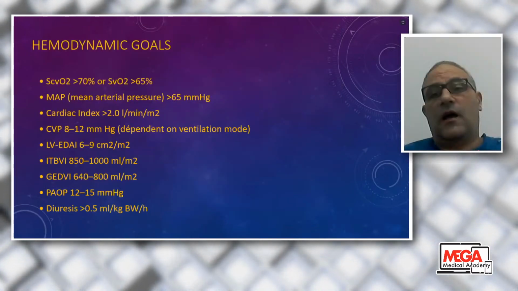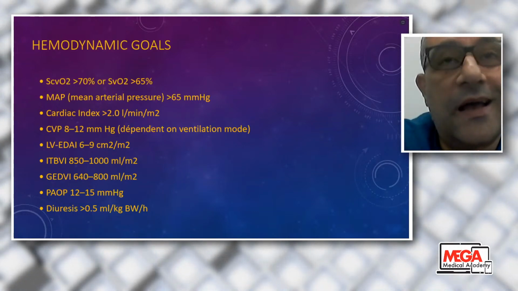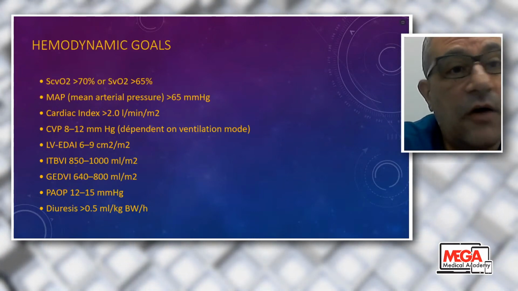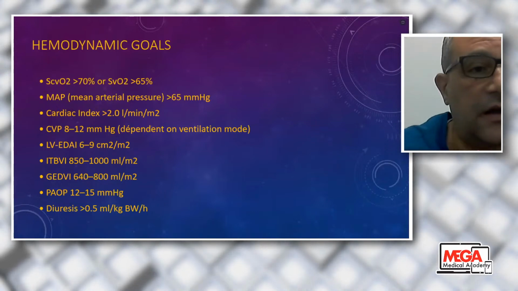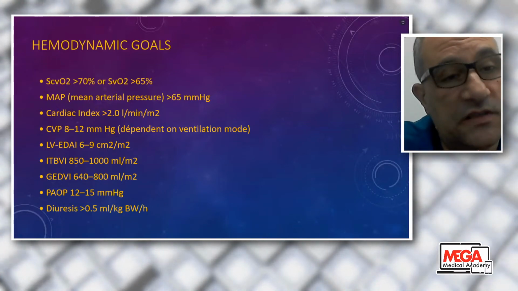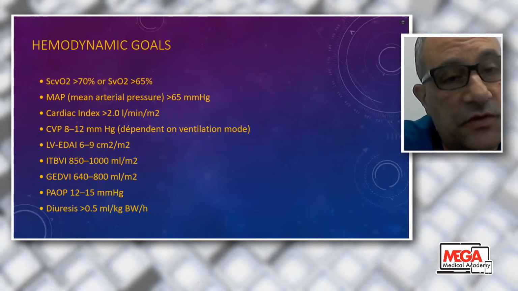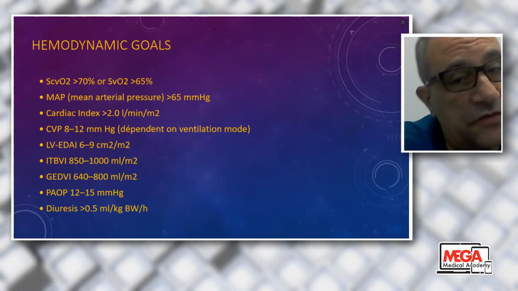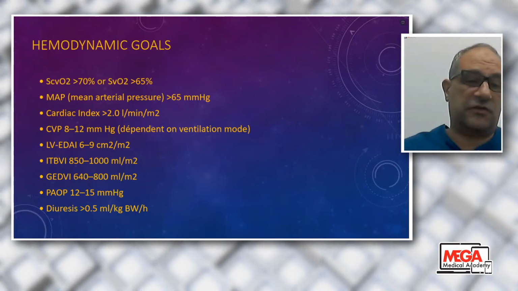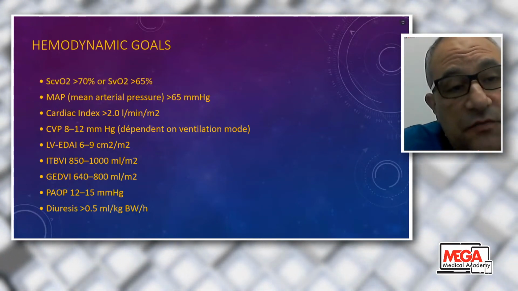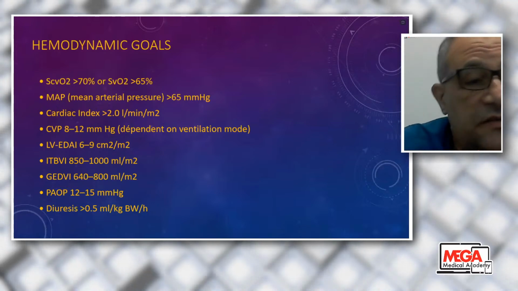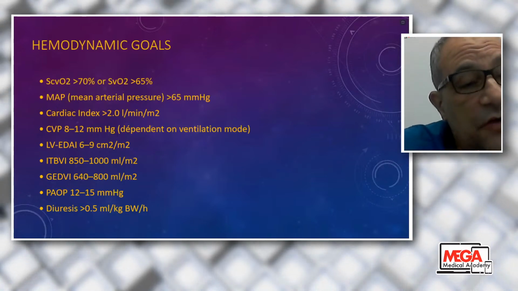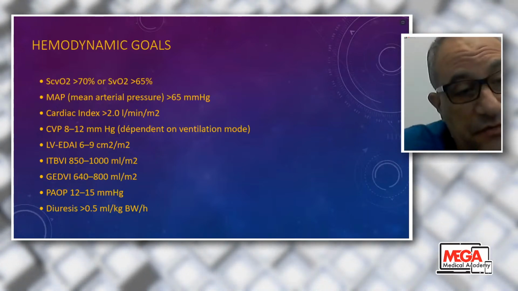So, what are our hemodynamic goals for critical cardiac surgical patients? Our hemodynamic goals are central venous oxygen saturation more than 70%, or mixed venous oxygen saturation more than 65%, mean arterial blood pressure more than 65 millimeter mercury, which varies from person to person according to the perfusion of each patient and original blood pressure, cardiac index more than 2 liters per minute per square meter, CVP from 8 to 12 millimeter mercury, left ventricular end diastolic area 6 to 9 square centimeter per square meter, it is indexed.